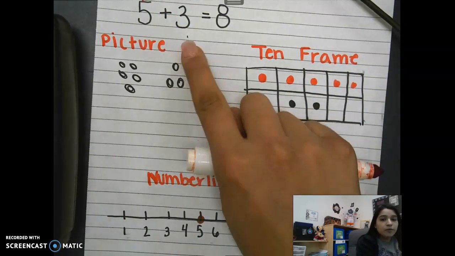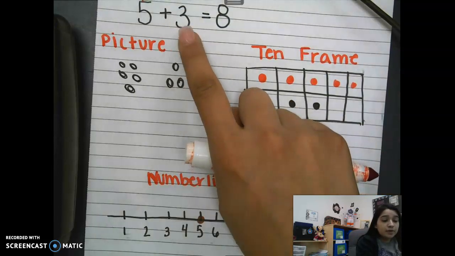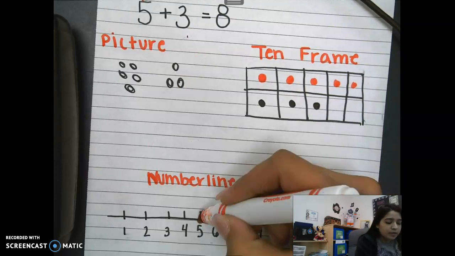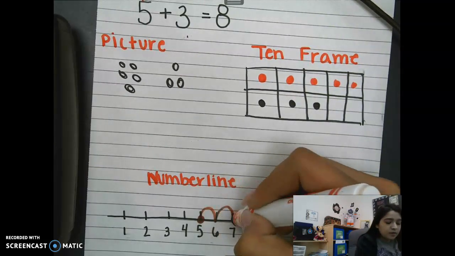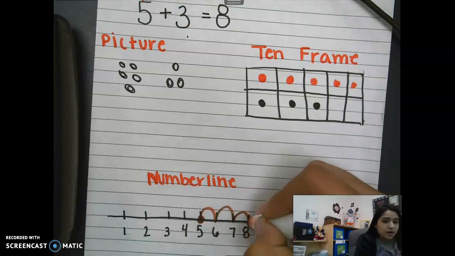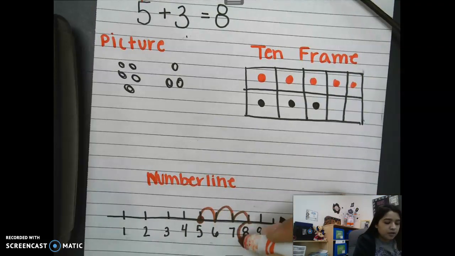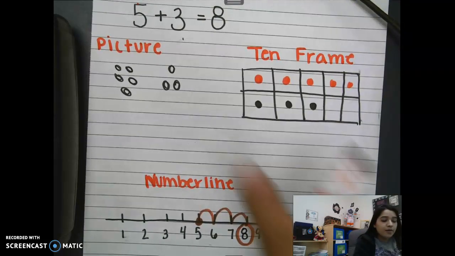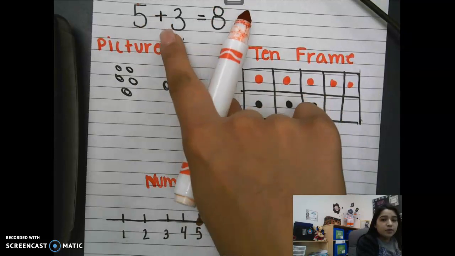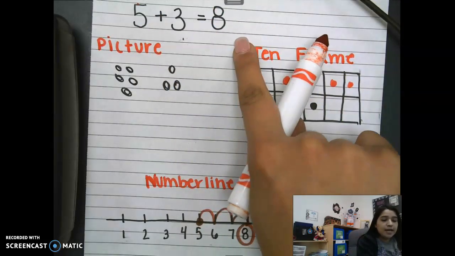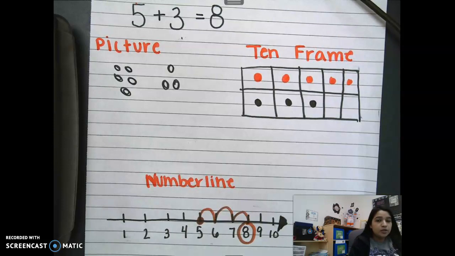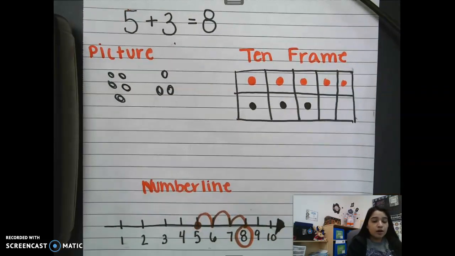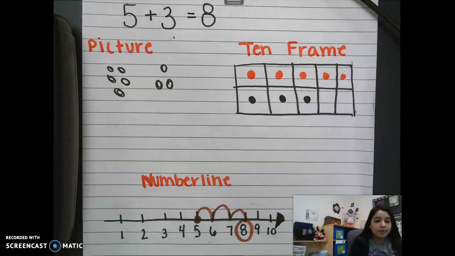So we're going to jump forward how many times? Let's look at the second number. 3. We're going to jump forward 3 times. So let's jump forward 3 times. 1, 2, 3. And what number do we land on? Let's circle it. 8. So 5 jumping forward 3 times equals 8. So you have seen the 4 different ways to solve a word problem.